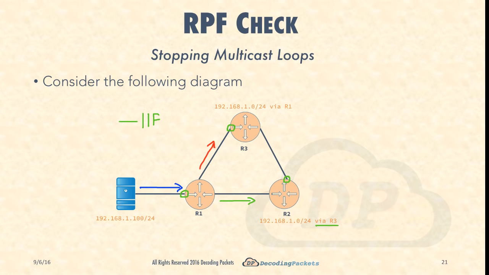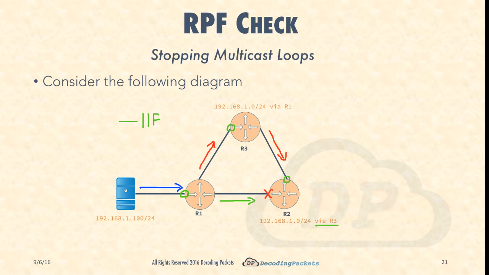Now R2, once it gets that green copy, will realize that this copy has not been received on the IIF, because the IIF does not belong between R1 and R2. That means this packet is actually just stopped in its tracks and it is dropped. That packet never actually makes it anywhere because it was not received on the proper IIF, so it failed the RPF check. And because of the failure of the RPF check, that packet was dropped. On R3, however, the red packet did arrive on the IIF interface. So it can now be safely forwarded out to R2.